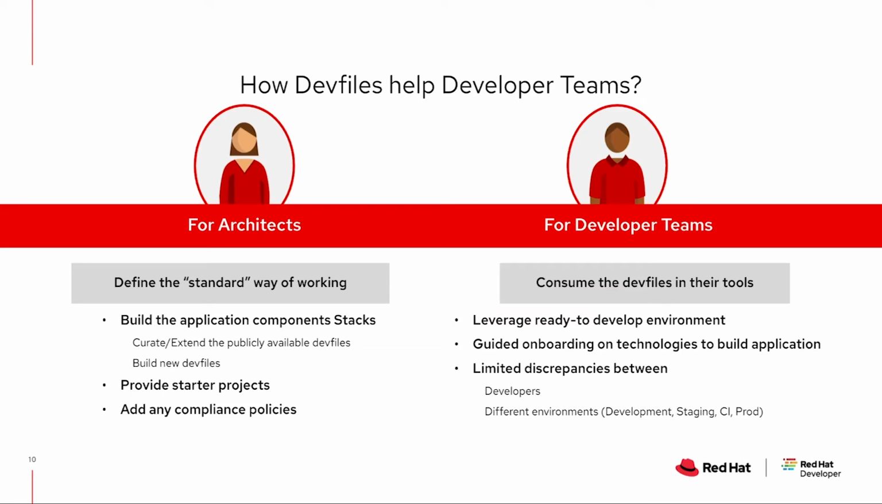So in a typical setup, architects would define the standard way of work, how to do inner loop, outer loop, providing starter projects for developers, and then any policy settings that are needed. The dev team will use the development environment defined by the architect to develop the application. In this way, a developer can easily set up an environment in the exact same way as any other developer in the organization. And it will minimize the environmental discrepancies between different stages of development, and that ensures consistency.